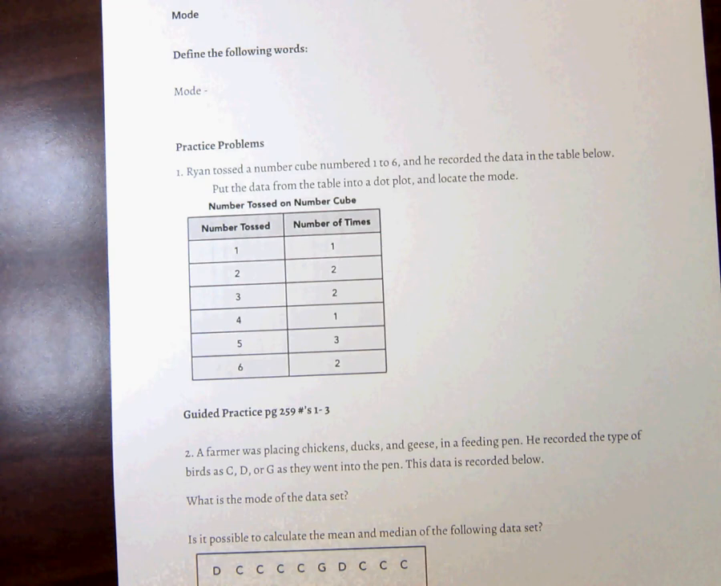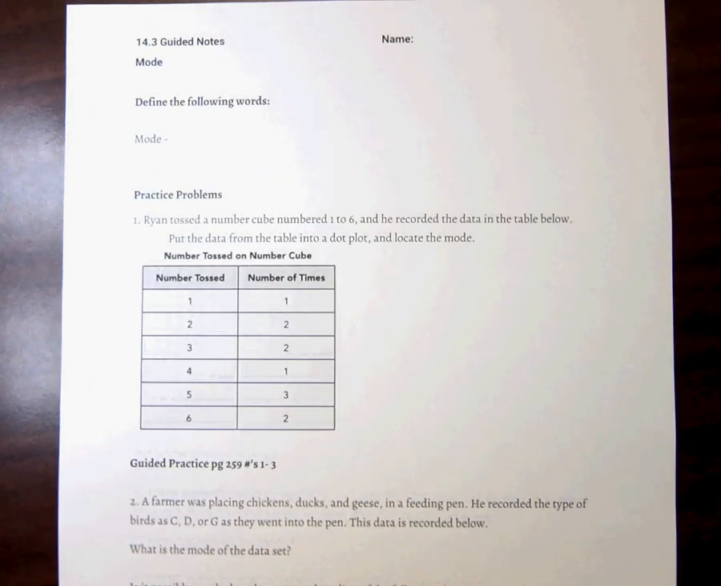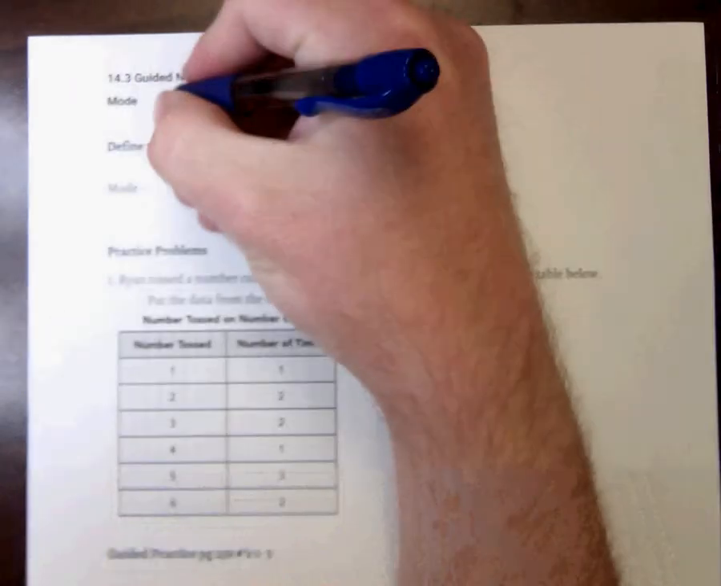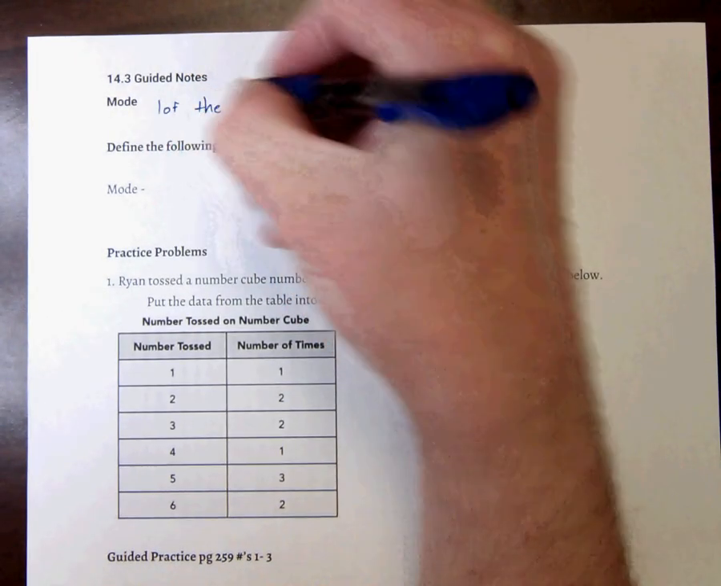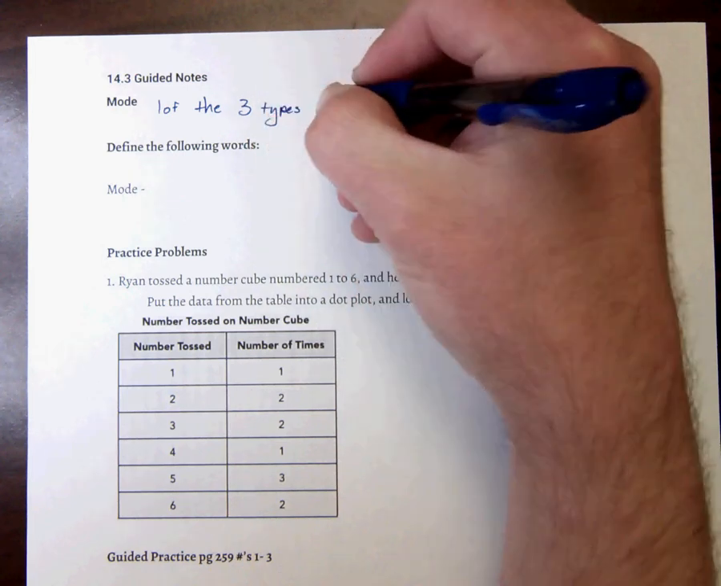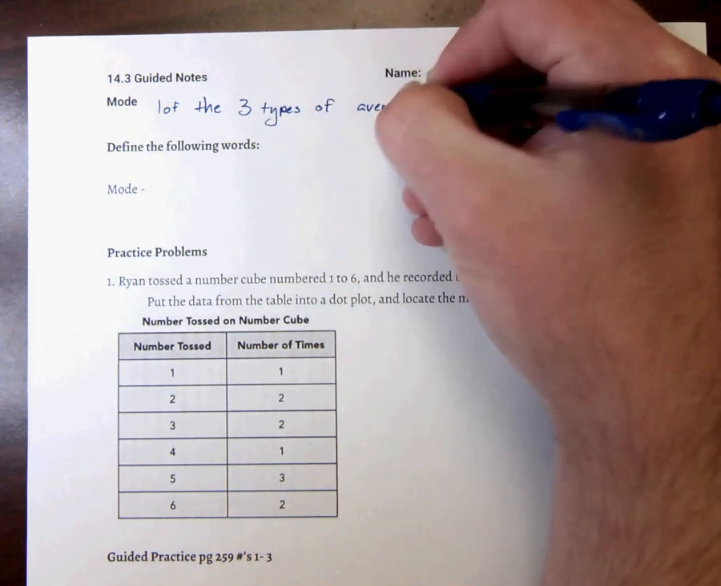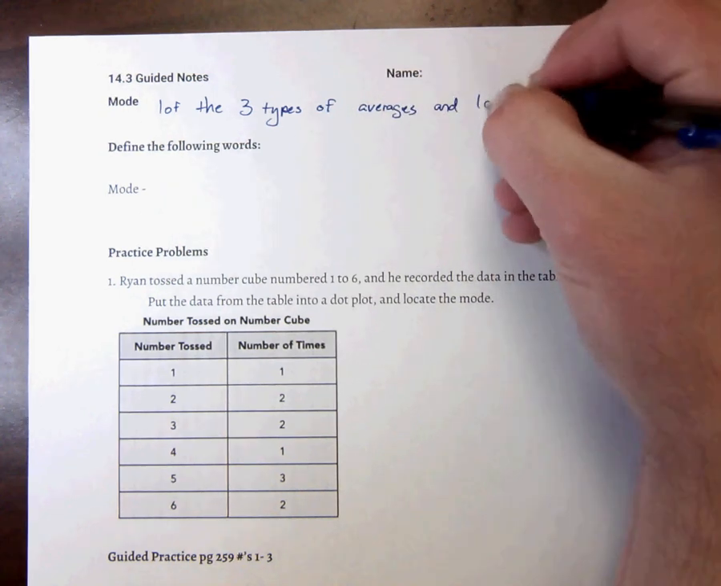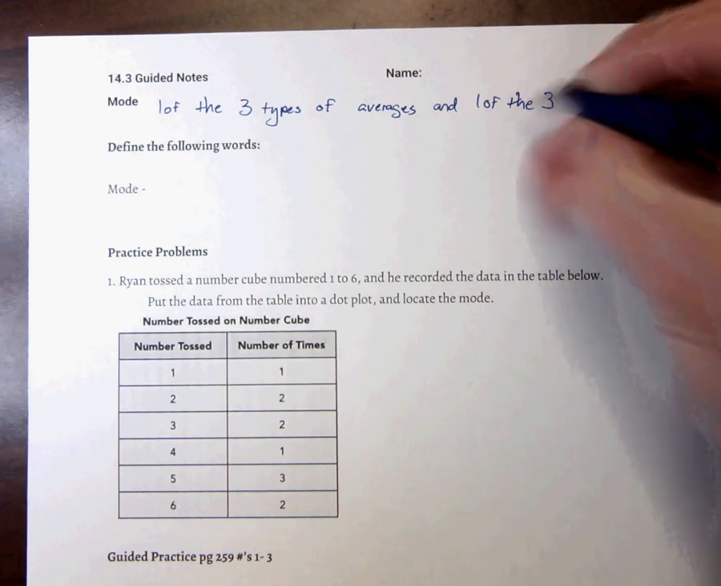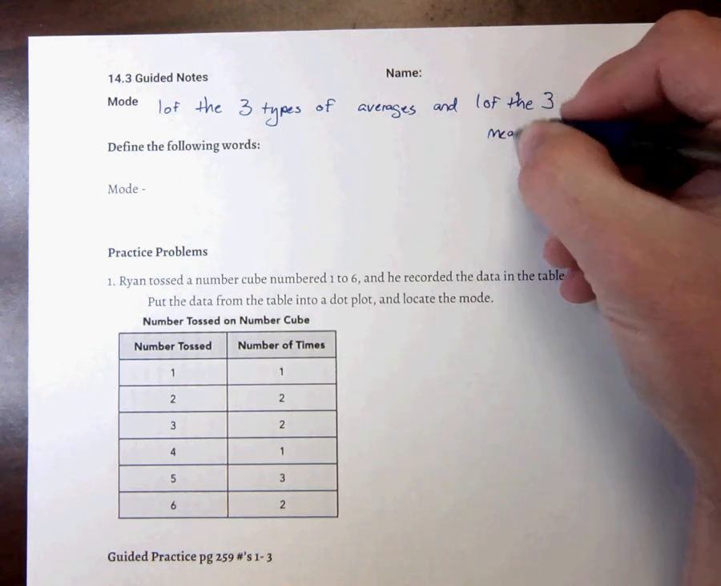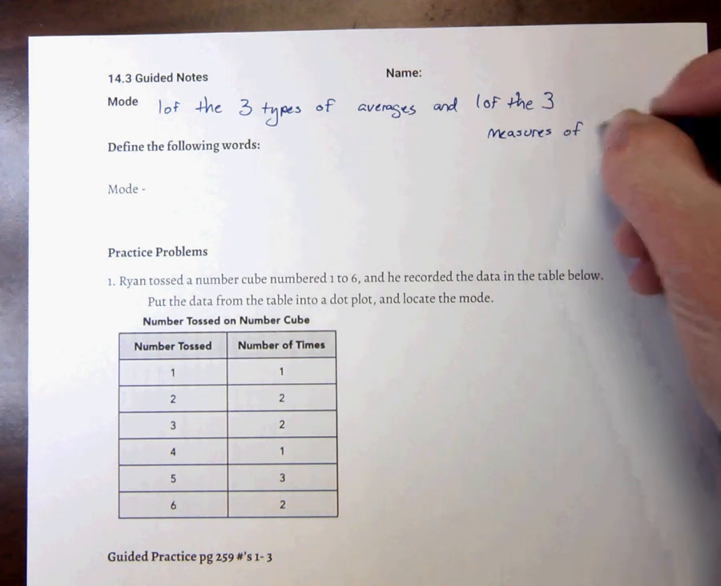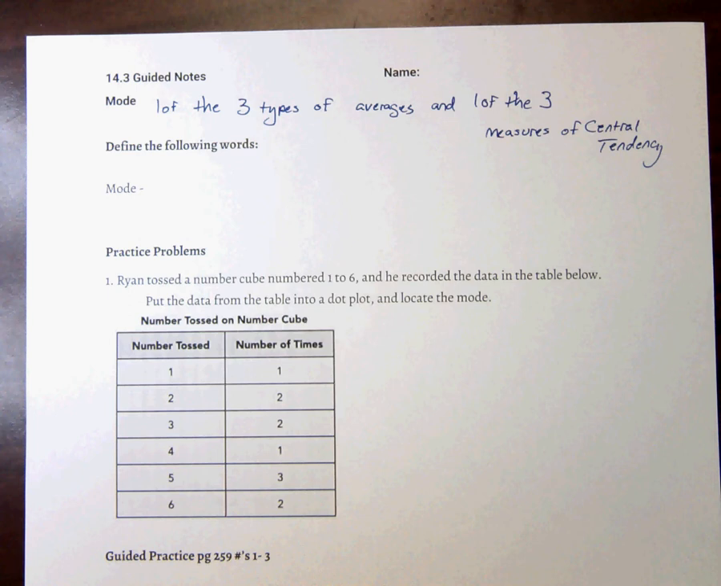Today we are going over 14.3 guided notes, mode. Mode is one of the three types of averages, and one of the three measures of central tendency. It is a type of average, or the typical average. Median and mean are as well. All three are also referred to as measures of central tendency. So the one we're focusing on today is mode.